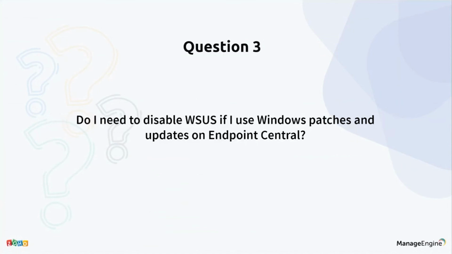Do I need to disable WSUS if I use Windows patches and updates on Endpoint Central? Yes, we recommend you disable the automatic updates on Windows as well as the other third-party applications so that you can handle all of them from a single console. Endpoint Central will capture the details of the required updates and also the date and time when it was installed. So this will help you to get a report from one single console.